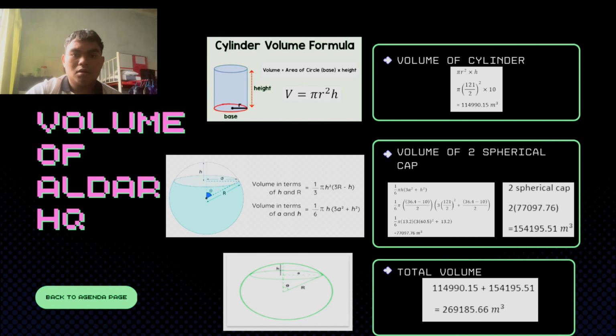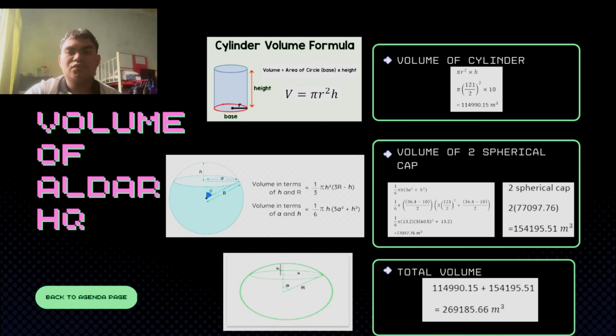So next, the volume of ALDAR HQ. We also divide ALDAR HQ into two parts, the cylinder and the spherical cap. The volume of the cylinder, the formula is pi r square multiplied by h. The radius is the 121 diameter divided by 2, and then we square it, multiply by 10 the length of the cylinder, and we get 114,990.15 meter cubic. So that is the volume of the cylinder.